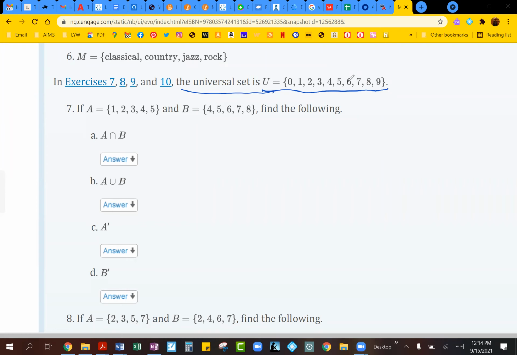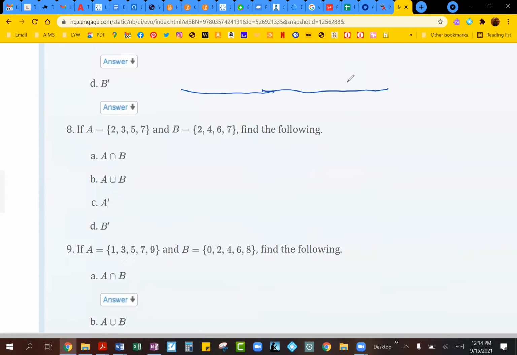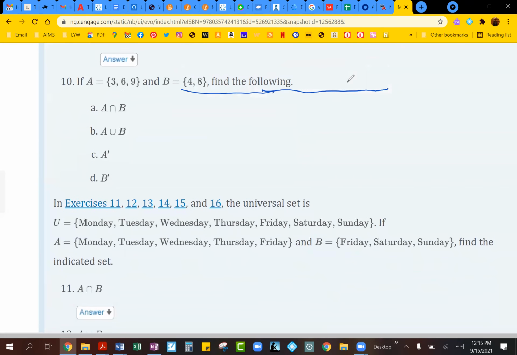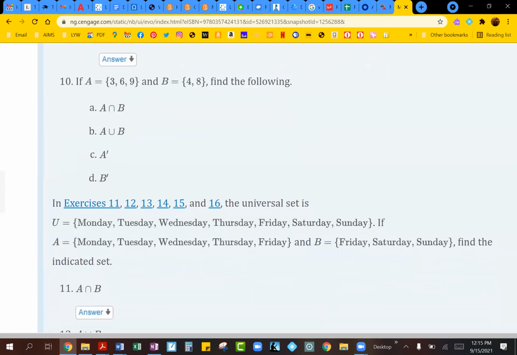And then number 10 is talking about set A being 3, 6, 9, set B 4, 8, and they're asking us to find the following. So let's do these A and B parts first. We'll need to come back and talk about C and D. So they're asking us to find the intersection and the union.